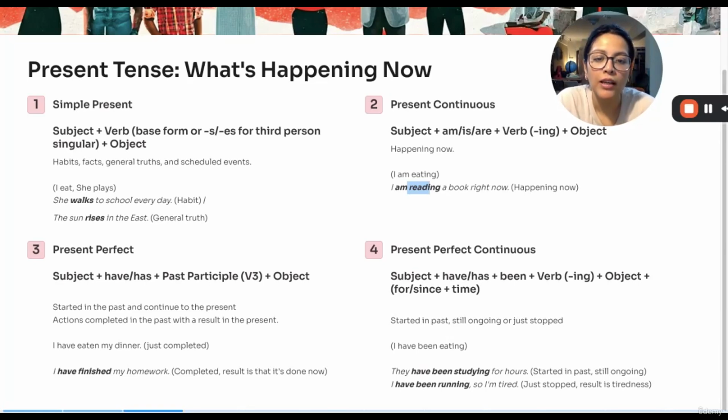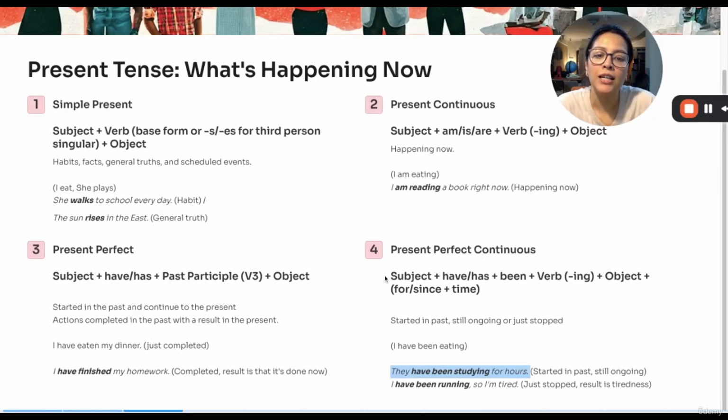Firstly, let's talk about when it is used. Present perfect continuous tense is used for something which started in the past but is still ongoing or just stopped. So when I say I have been eating since 4 o'clock, that means it started in the past but is still going. That is, I have been eating. That means I'm still eating. I have been studying for hours. That means it started in the past but is still ongoing.